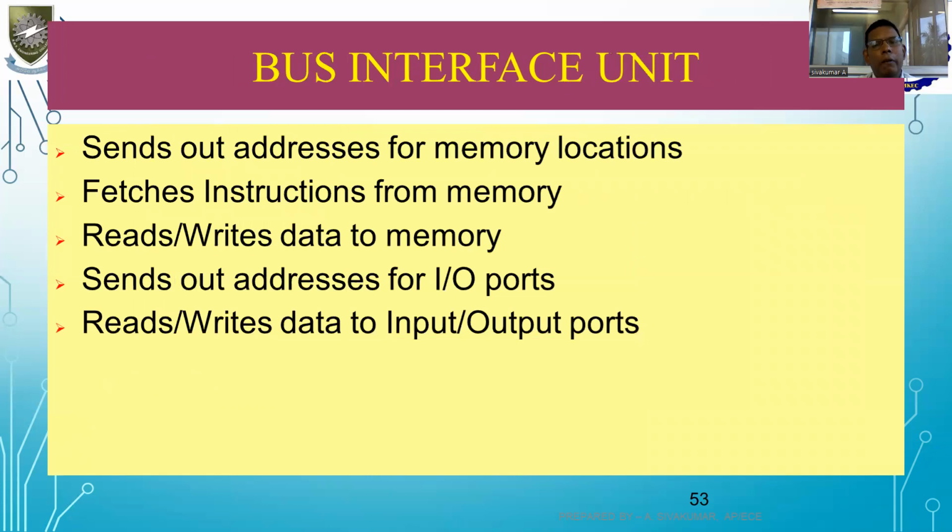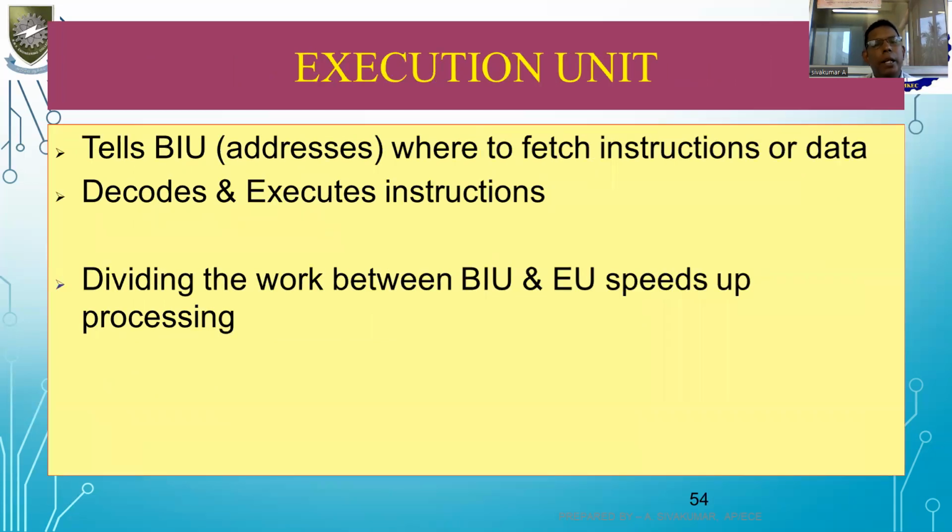What are the basic operations of the bus interface unit? It sends out the address for the memory location, fetches the instruction from memory, reads or writes data to the memory, sends out the addresses for the I/O ports, and reads and writes data from the I/O ports. The execution unit tells the BIU where to fetch the instruction or data, and decodes and executes the instruction. Dividing the work between the bus interface unit and the execution unit speeds up the processing.